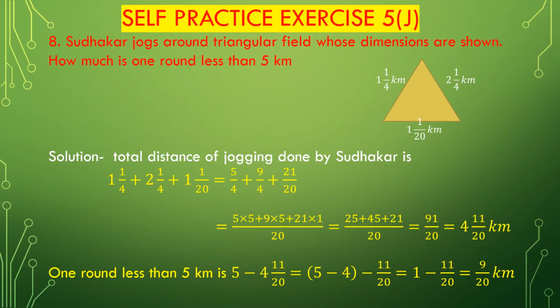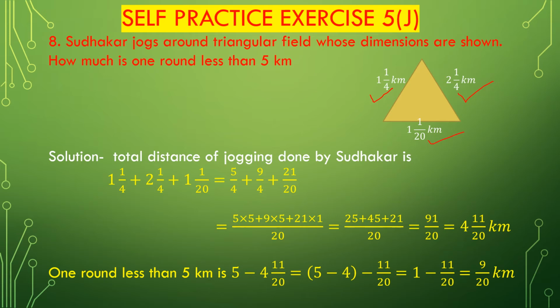Now we solve question number 8, which is a word problem. Question number 8 is Sudhakar jogs around triangular field whose dimensions are shown. How much is one round less than 5 km? This is shown in this figure. This part is 1 divided by 4 km, and this part is 1 divided by 4 km, and this part is 1 divided by 20 km.